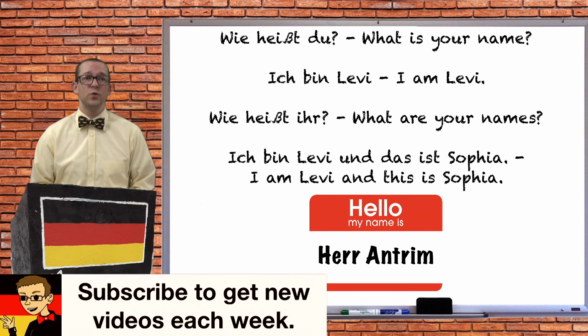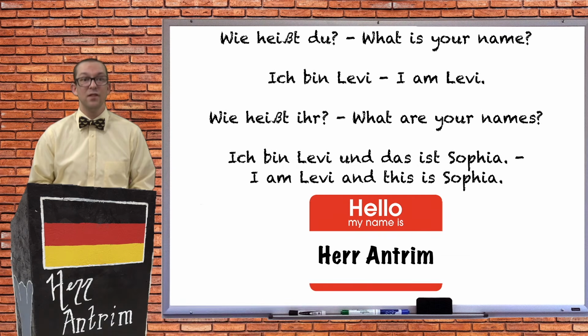You can also answer this question using a form of the verb sein, which I'll talk about in more detail in a few weeks. The form that you need with ich is bin. Ich bin. So your answer would be ich bin and then your name. If you're answering for more than one person, you again could say wir sind and then both of your names, but again, it's more common to split the answer into ich bin, I am, and then your own name, followed by das ist and the other person's name. For example, Wie heißt du? Ich bin Levi. Wie heißt ihr? Ich bin Levi und das ist Sophia.